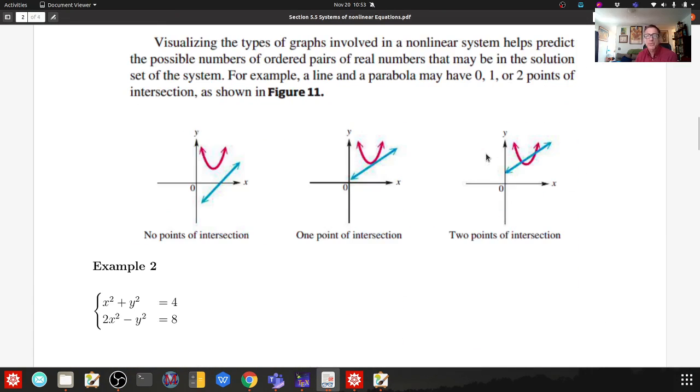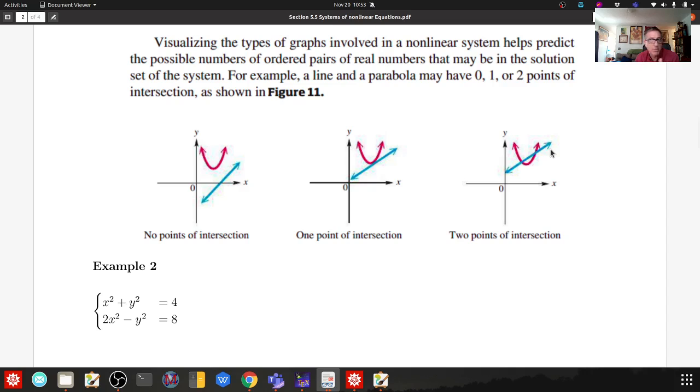So right here are the three possibilities. So this is when one equation is quadratic in the variable x. So you have x squared plus y. Y is degree 1, and x squared has degree 2. So either we have no intersections, one point of intersection exactly, which would be right there, or we have two intersections, and that's it for that particular type of a system.